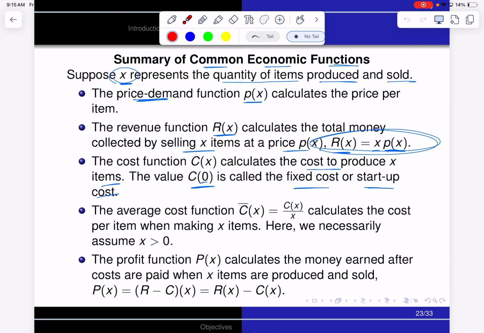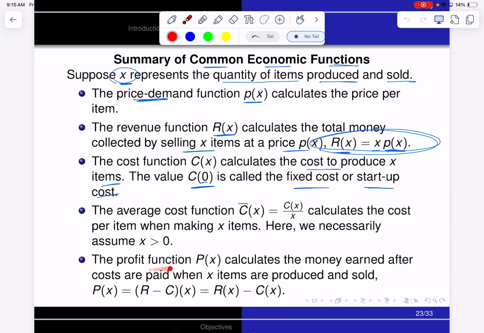So you take C of X divided by X. It calculates the cost per item when making X items. Here, we necessarily assume that X is greater than 0, which means we're assuming that we can't produce a negative number of items. We're only going to use positive values to talk about how many items we're producing. That makes sense. When you count, you don't use negative numbers.